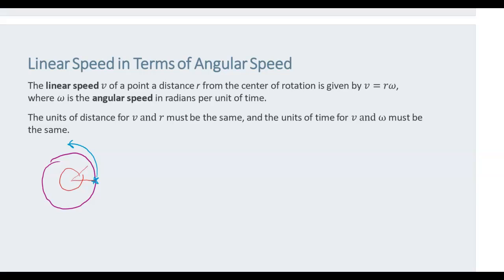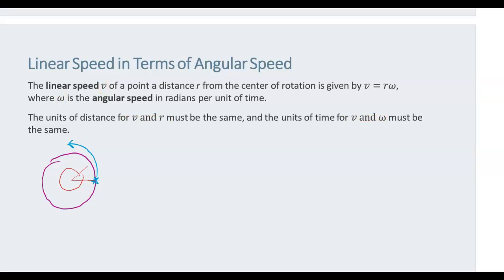Key things to note is that we use the variable v for linear speed. We use the variable omega, this is a Greek letter omega, it's a lowercase, for angular speed. And the units for the distance, for the radius and the linear speed, have to be the same, right? If they're both feet, they have to match. And similarly for time, if I'm talking about feet per second, the angular speed would be radians per second. So we need the units to match in these equations.